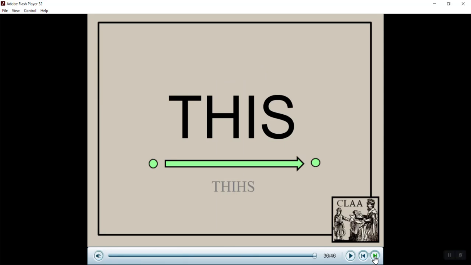Here is a Middle English word that uses this short I sound. Let's read the word together. This, this, this. Do you hear the short I? This, this. It's different from the Latin E. If we read this word with Latin pronunciation, it would sound like these, these. In Middle English, the pronunciation is this, this.